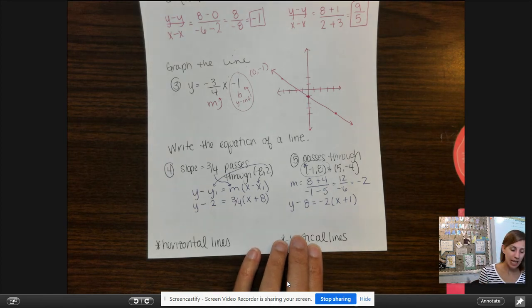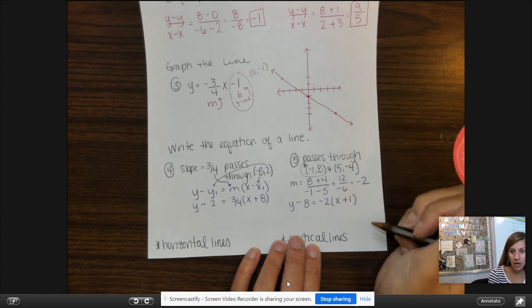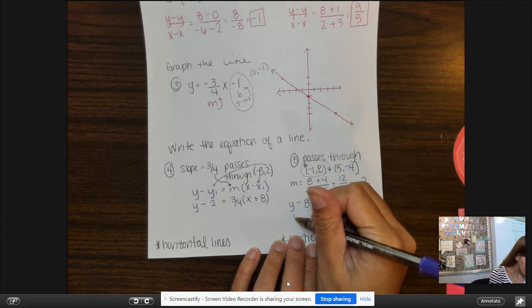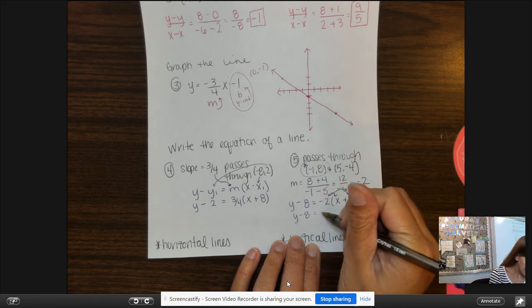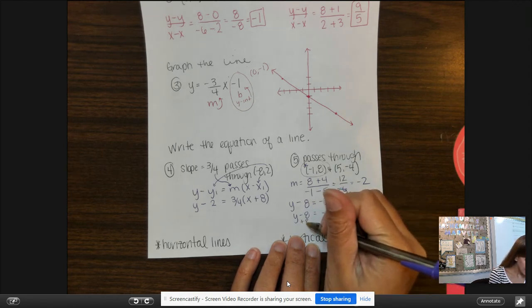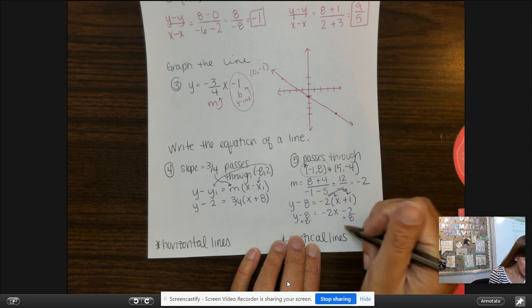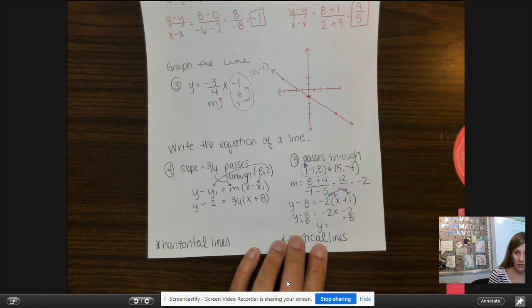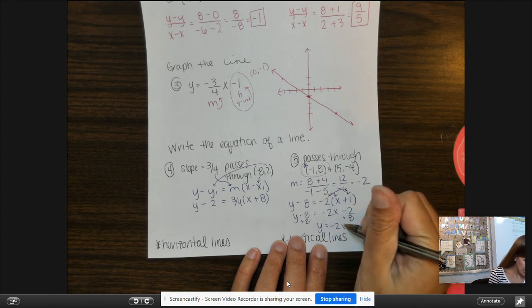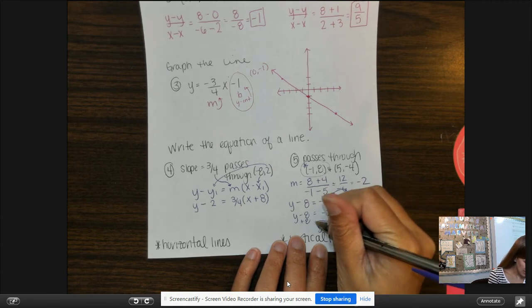And just for practice on this one, like again, you could just leave it like this, but just for practice, if I want to put it in y equals mx plus b, we would distribute. So I'd have y minus 8 equals negative 2x minus 2, so negative 2 times 1. And then I'd add the 8. And so we'd be left with y equals, so y is by itself, y equals mx plus b, negative 2x plus 6, which sometimes we want to do that.